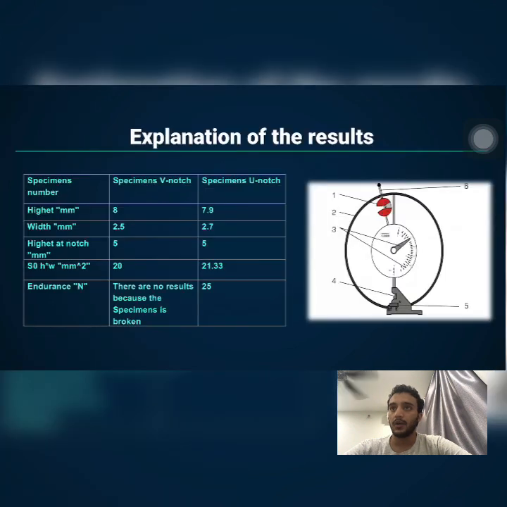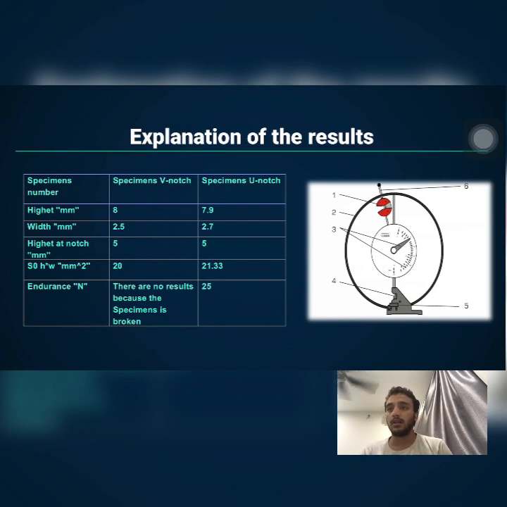I will talk about the impact test. The test we did was the Charpy test, where the specimen is fixed in a horizontal position, and the pendulum hits the specimen on the opposite side of the notch, which for the Charpy test could either be V-shaped or U-shaped. After it hits, it will continue its movement to a certain height.